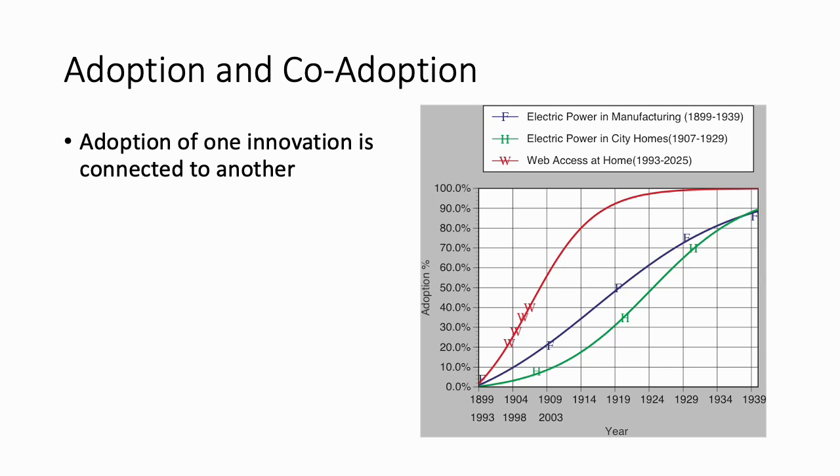What you're looking at in this graph is a chart of electric power in manufacturing, which preceded electric power in city homes. And you think electric power was adopted fast. Look at what happened with web access in the home, where we're looking at potentially coming close to 100% adoption in the very near future. It's not a new phenomenon, and the rates can vary wildly on this, but it's just a matter of where an innovation, the adoption of one innovation actually influences the adoption of another.